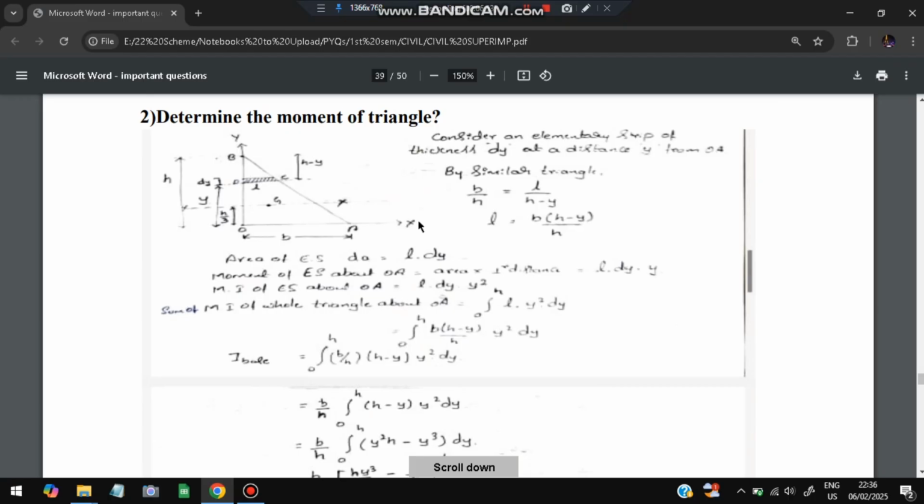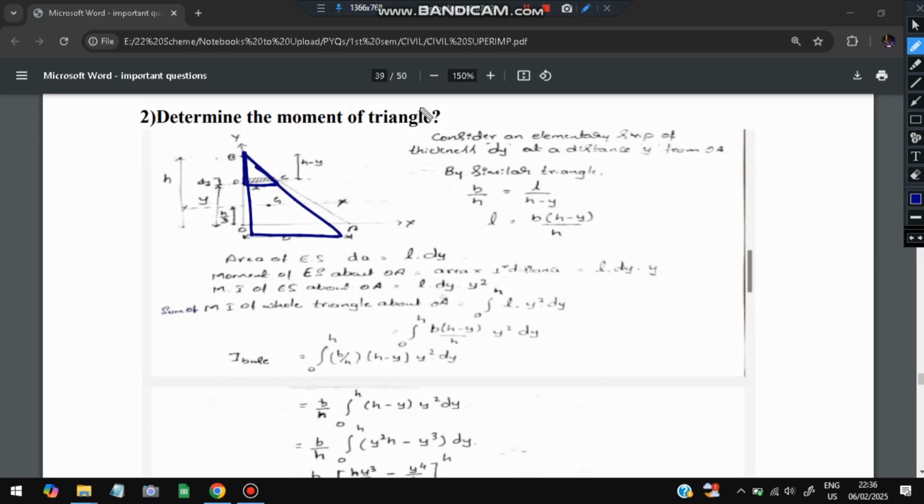Next is determine the moment of inertia of a triangle. For the triangle also you need to do the same thing. This is all you have to write and practice. Two triangles are taken into consideration. One is this triangle and the second is this triangle. For the first, we'll calculate for the small strip here.